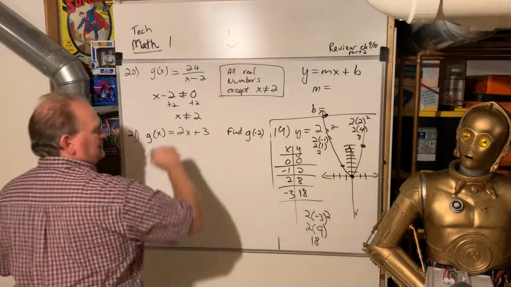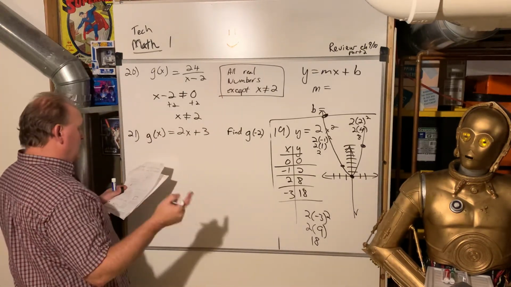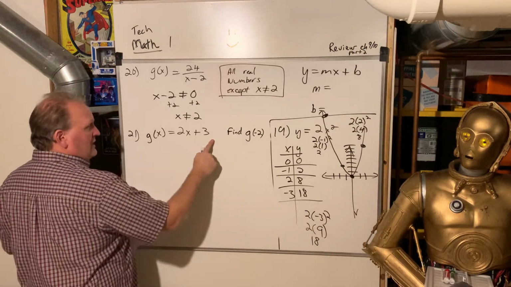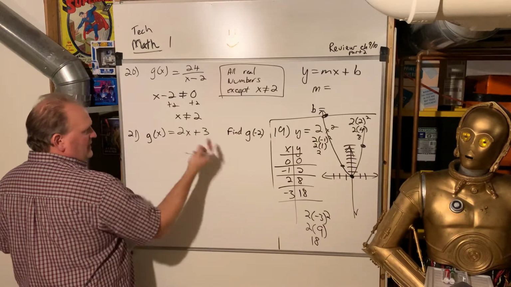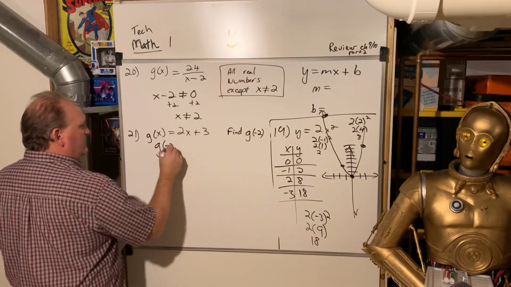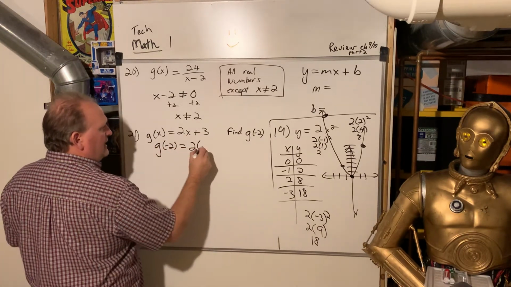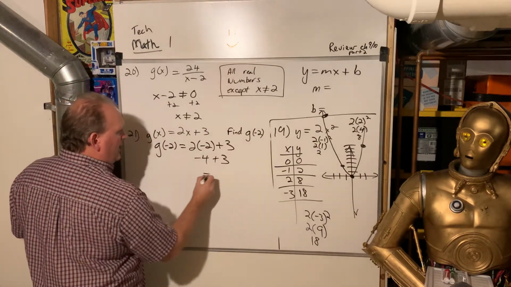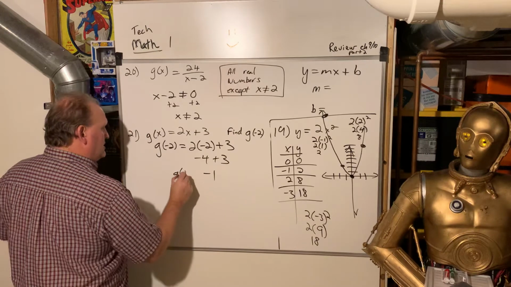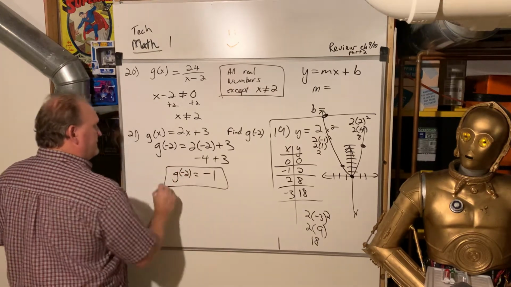Same thing. Okay. So now look, find g of negative 2. So they have this defined. All it is is substitution. You've done this already. You're just going to pop in a negative 2 where there's an x. So g of negative 2 is equal to 2 times negative 2 plus 3. Order of operations, multiply before you add. And there we are. g of negative 2 is equal to negative 1.